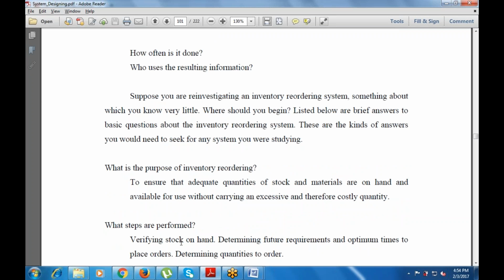Now, what is the purpose of inventory ordering? To ensure that an adequate quantity of stock and material is on hand and available for use, without carrying an excessive and costly quantity. Now, what steps are required? It is used to verify the stock on hand, determine the future requirements and optimum times to place the order, then determine the quantities to order.